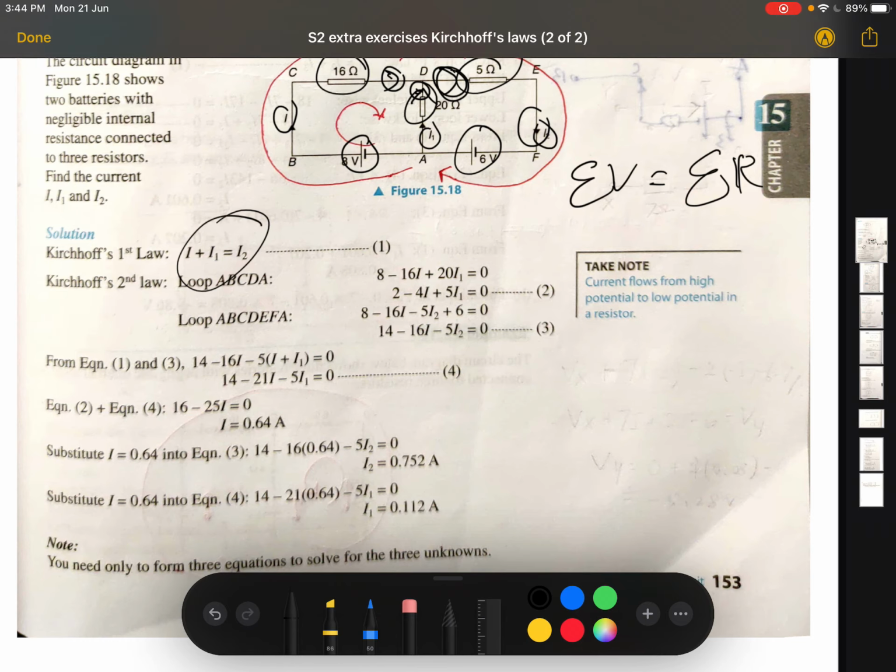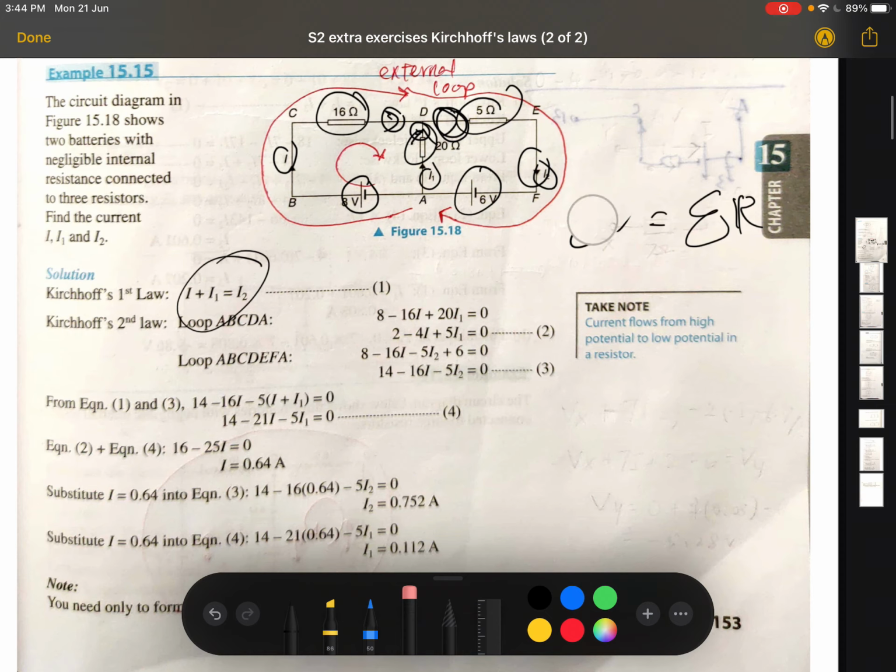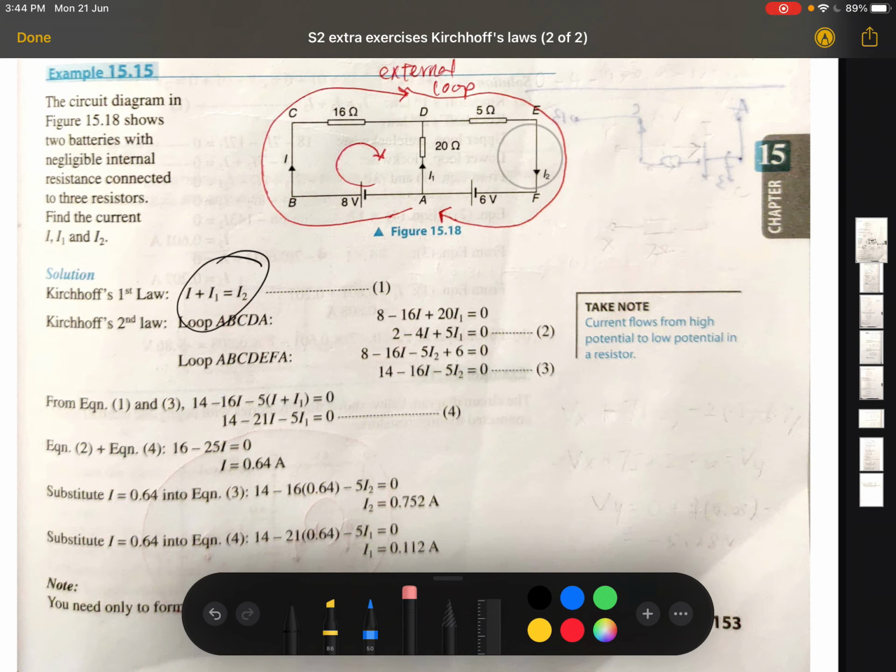But remember, we're talking about loops here, and there are multiple ways to write a loop. We have the external loop and the internal loop. So how will I determine my loop? Your loop can be any direction you want because it will give the same answer. But to make things less confusing for you, I will follow this.